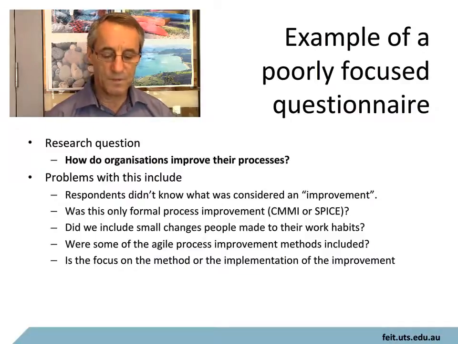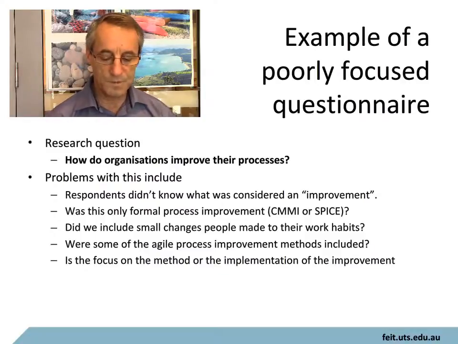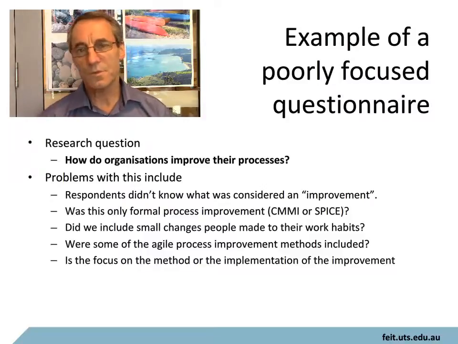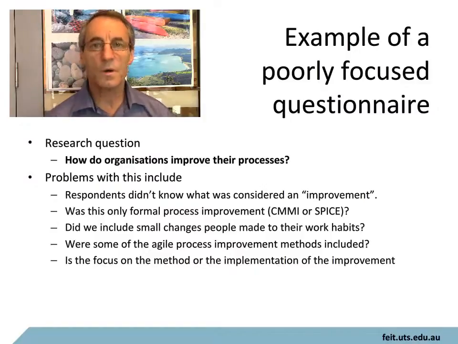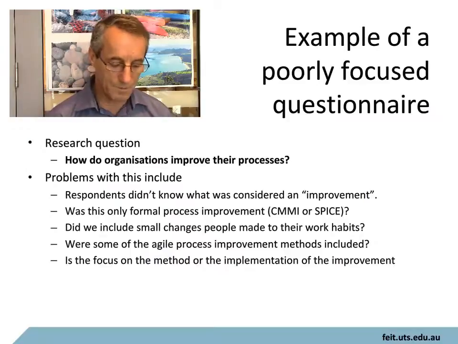The question was, how do organizations improve their processes? When we got the information back, what came out was that respondents didn't know what was considered to be an improvement. That's the first thing. Was this only formal process improvement that came out of something like the CMMI or SPICE, formal process assessment with a formal process improvement program, and was it only things that they did? Or did it include all the little things we do all day? Well, how do I know what I've done? So that was a bit of a problem.